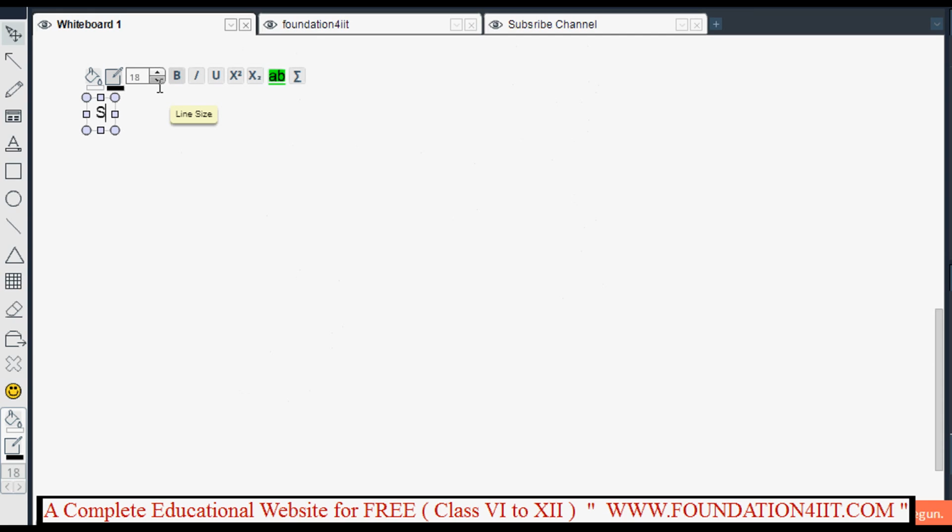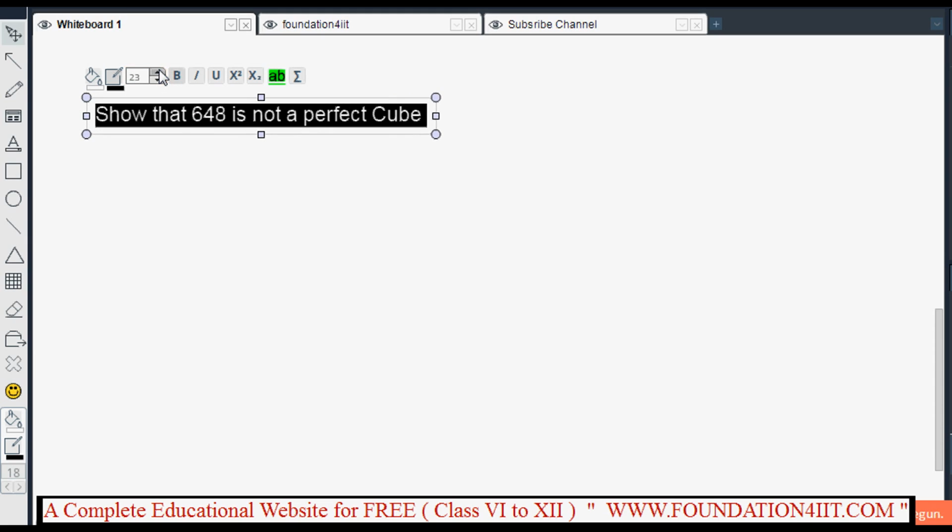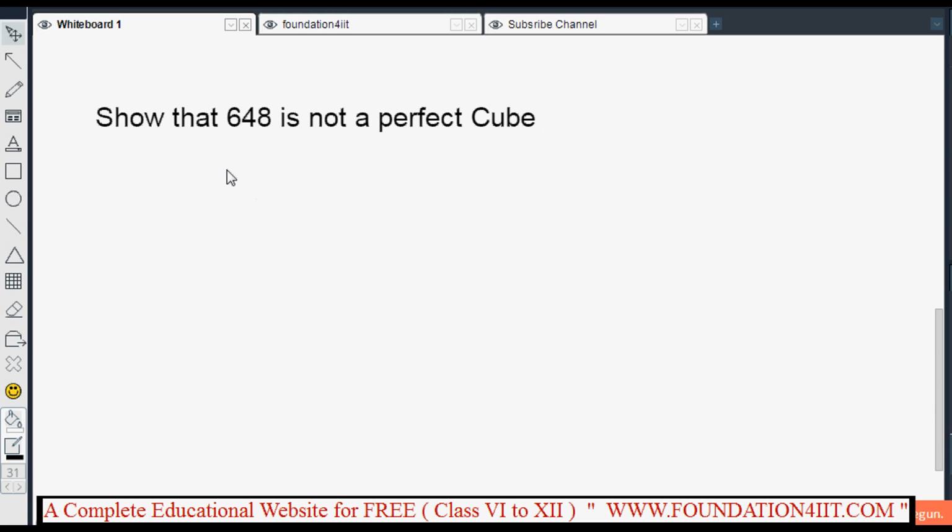Show that 648 is not a perfect cube. So we need to test, we need to show this is not a perfect cube. So the number is 648. We have to show this is not a perfect cube.